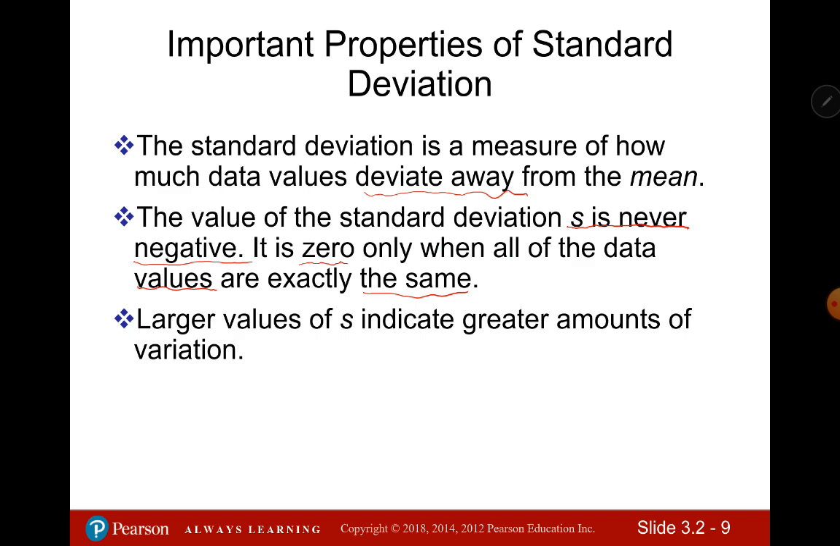So let's check the last one. A larger standard deviation means greater amounts of variation. So a larger number means greater variation. If it's 0, that means there is no variation. No variation means all the values are exactly the same.